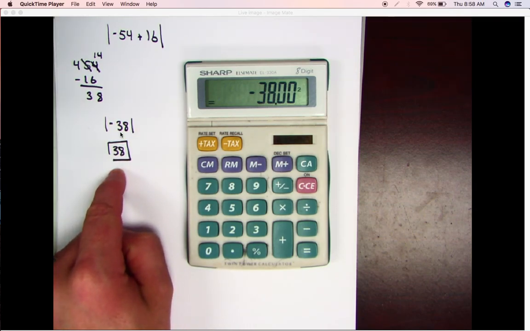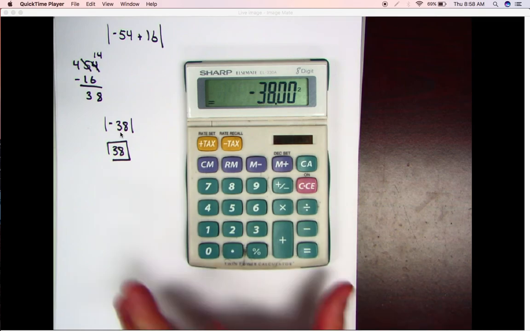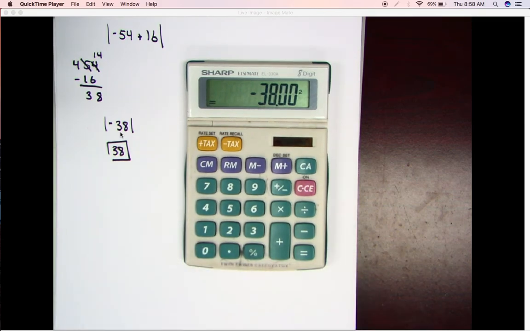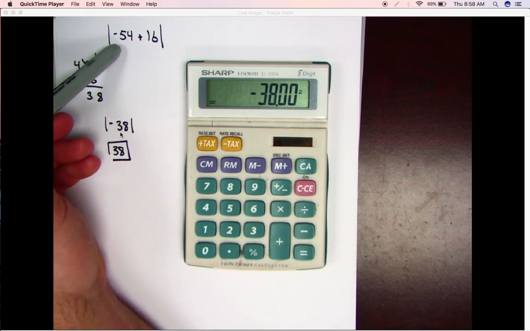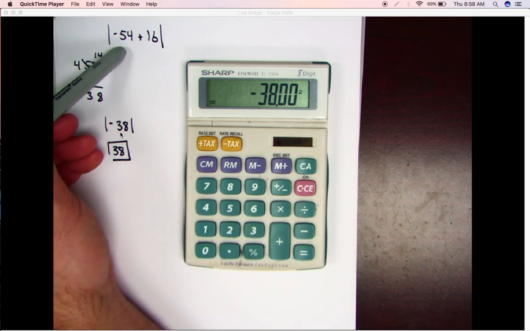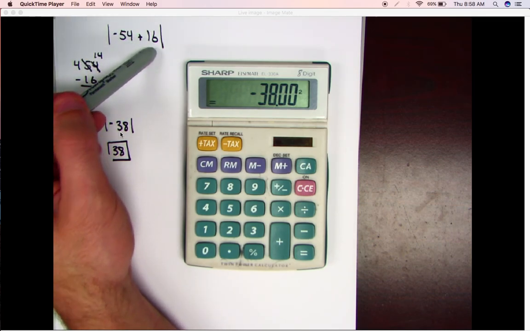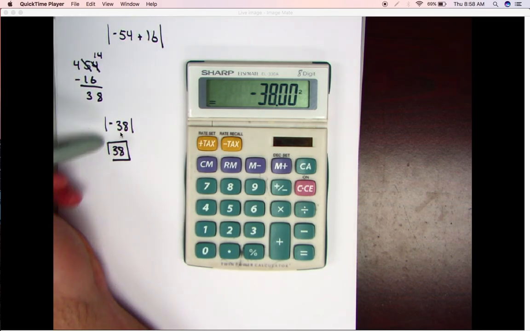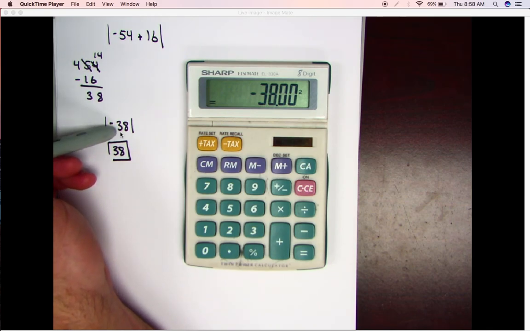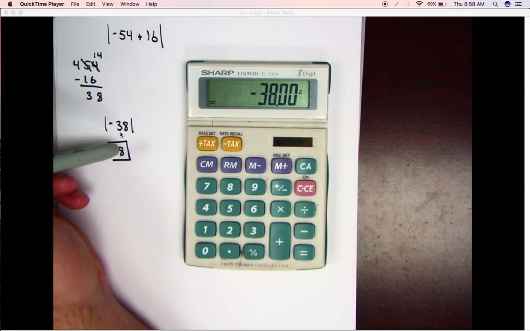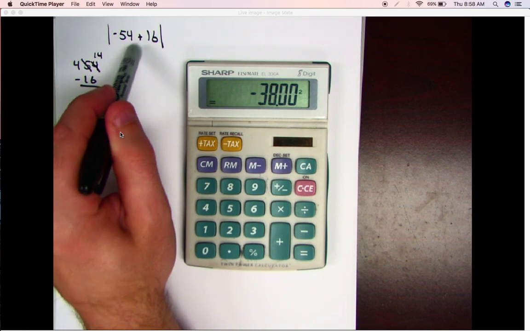So two different ways to look at it, but remember, you can still do the subtraction that you did in elementary school. You just have to know that you have to take the sign of the larger number. Now, if this was a positive 54 and this was a minus 16, then your answer would be the absolute value of a positive 38. Okay? Remember, take the sign of the larger number.